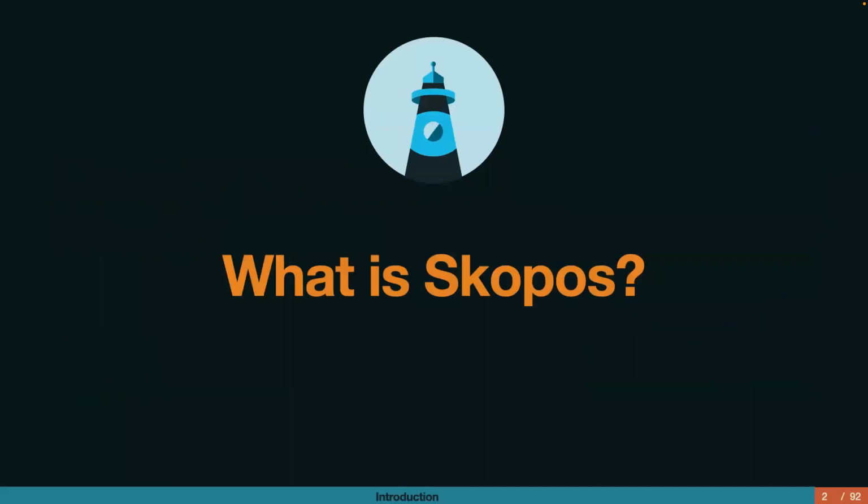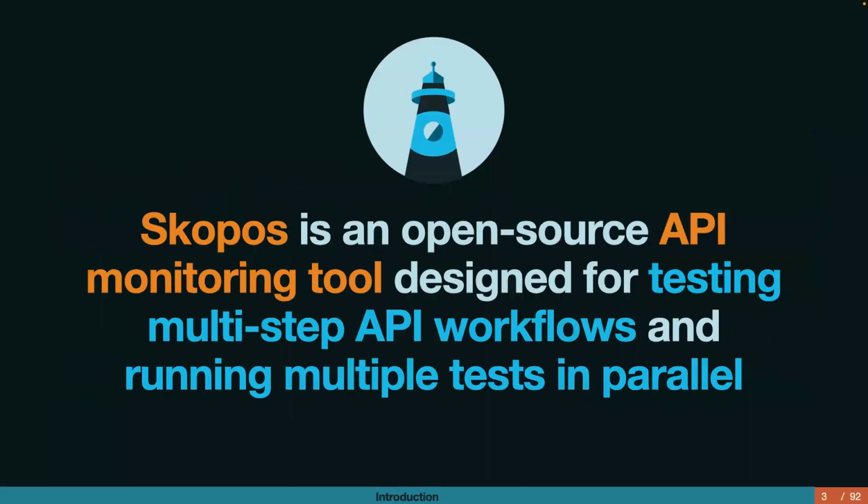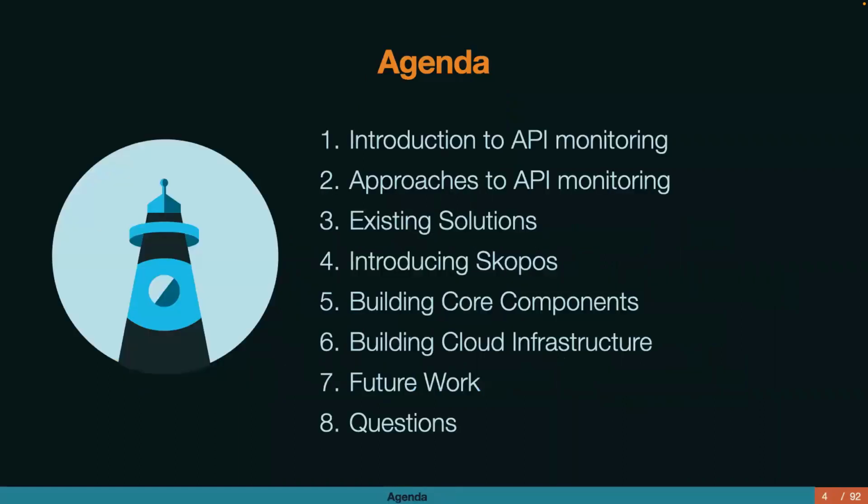So first, what is Scopos? In short, Scopos is an open source API monitoring tool designed for multi-step testing, API workflows, and running multiple tests in parallel.